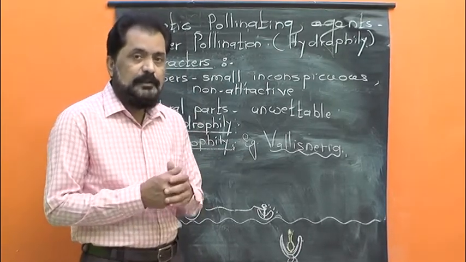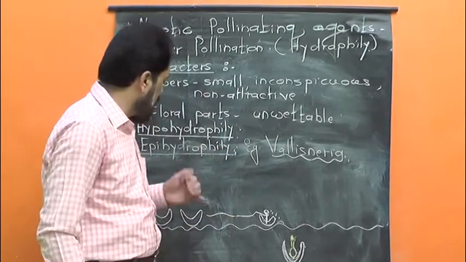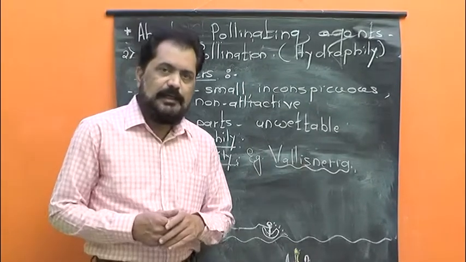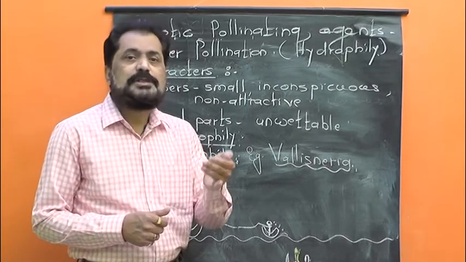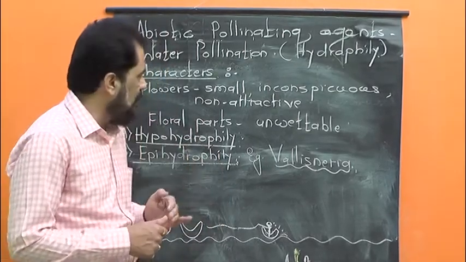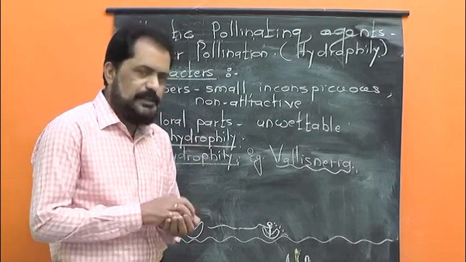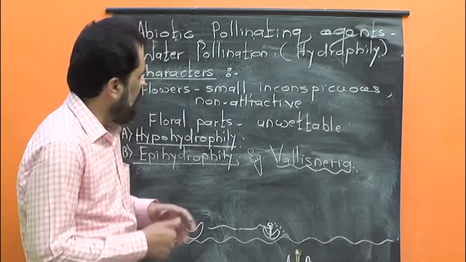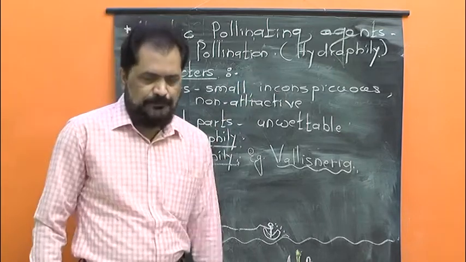So when pollination occurs along the surface of water, it is known as Epihydrophily, as in Vallisneria, and when pollination occurs just below the surface of water level, then it is called Hypohydrophily. Example, Zostera marina. So here we have discussed the two abiotic pollinating agents.